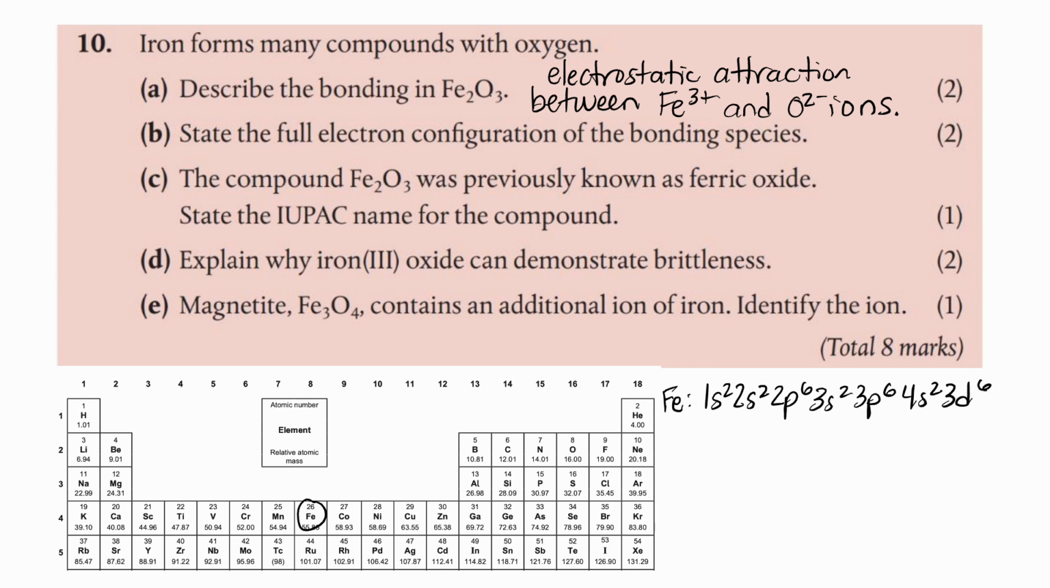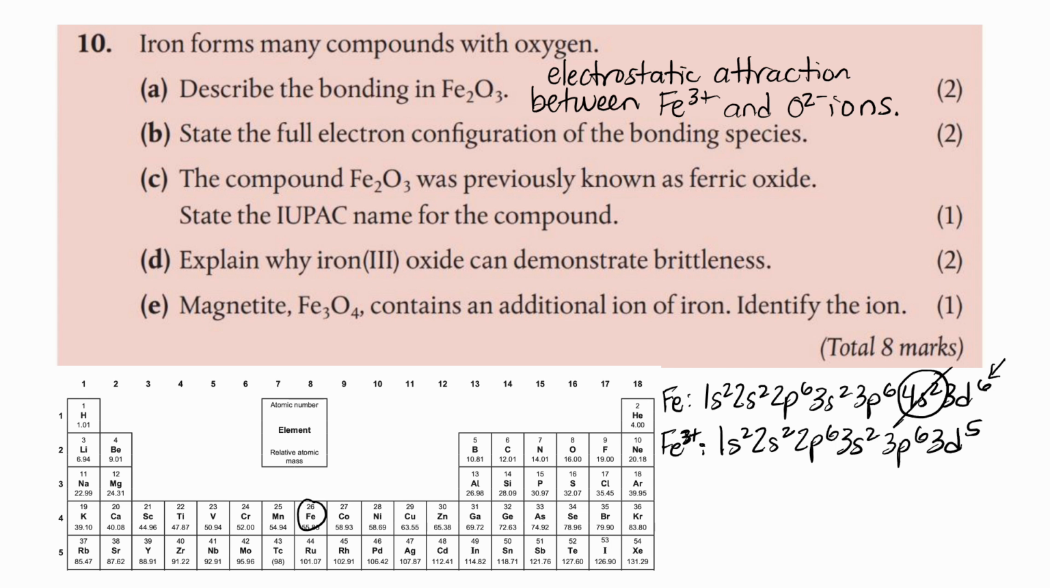Now, Fe3+ means that it lost electrons, right? If it lost electrons, it's going to lose the valence electrons first, which are the 4s electrons. So those are going to be gone. And then we need to take one more from the 3d sublevel. So our new electron configuration would be 1s2, 2s2, 2p6, 3s2, 3p6, and 3d5.